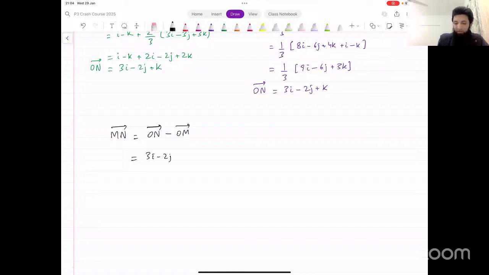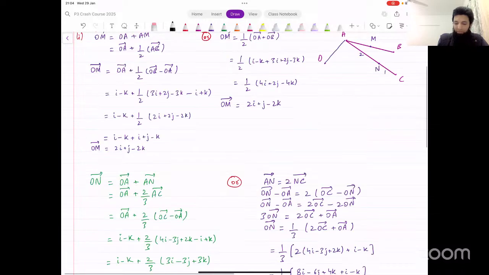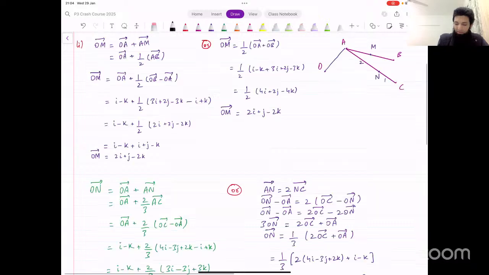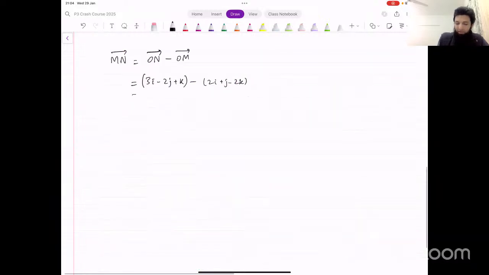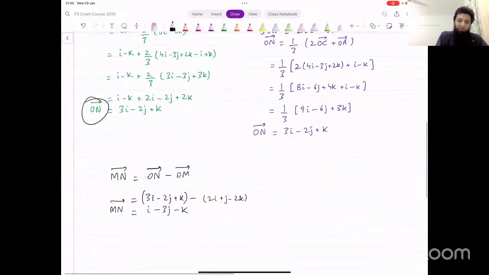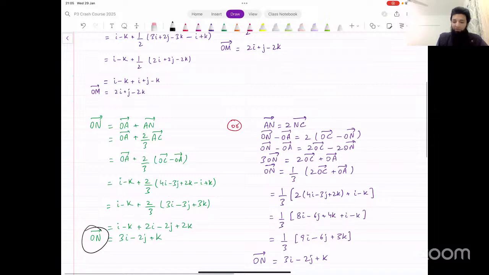Subtract from that 2I plus J minus 2K. Right? And this gives you I minus 3J minus K. Okay, that's the vector MN. You have the direction vector and you have 2 points. You can use any of them in the equation. You just have to write down the equation of MN now.